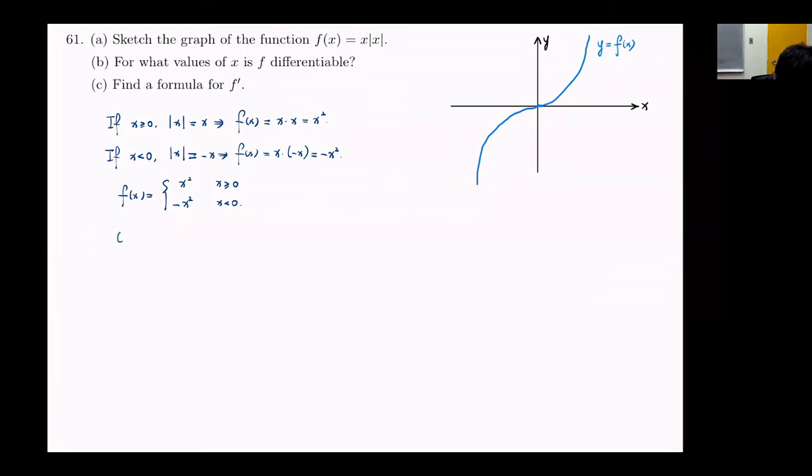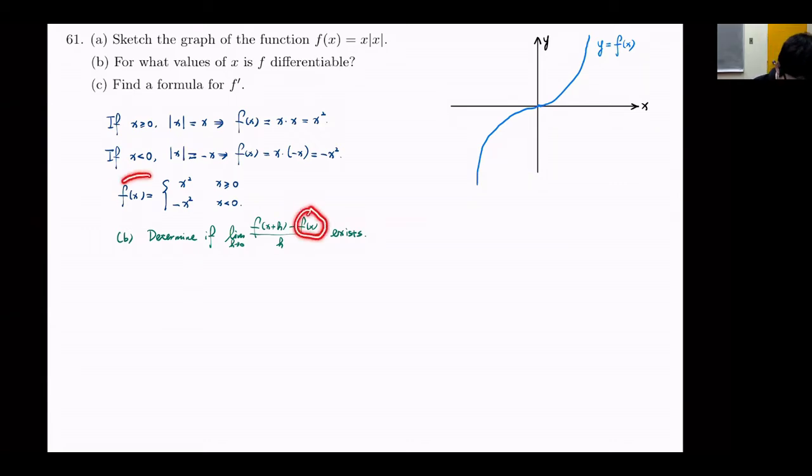So for part B, we will have to determine if the limit of f of x plus h minus f of x divided by h as h approaches 0 exists or not. Okay, so we certainly know what f of x is. We have already got a formula. As long as we know if x is positive or x is negative or x equals 0, we know what f of x is. But how do we determine f of x plus h? So this is the problem for us.